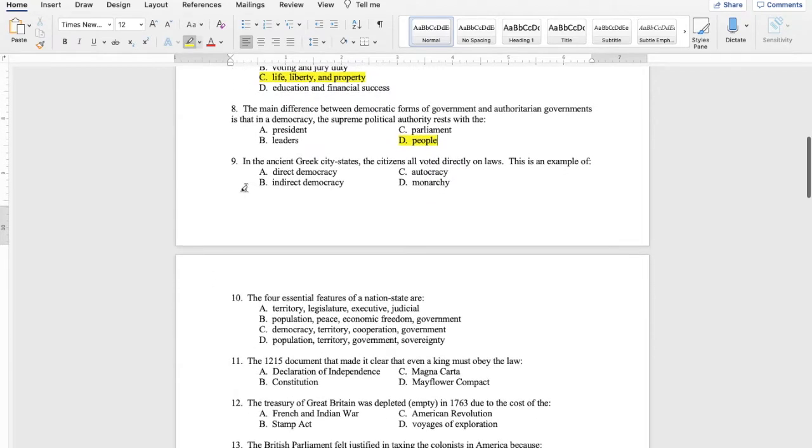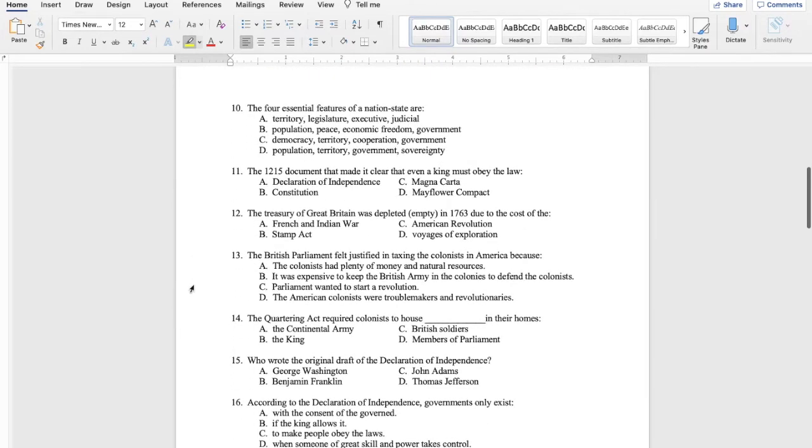Number 9, in the ancient Greek city-states, the citizens all voted directly on laws. Let me say that again. They voted directly on laws. This is an example of A, direct democracy. Number 10, the 4 essential features of a nation-state are, well, the answer is D, population, territory, government, and sovereignty. 11, the 1215 document that made it clear that even a king must obey the law. Of course, the Magna Carta.